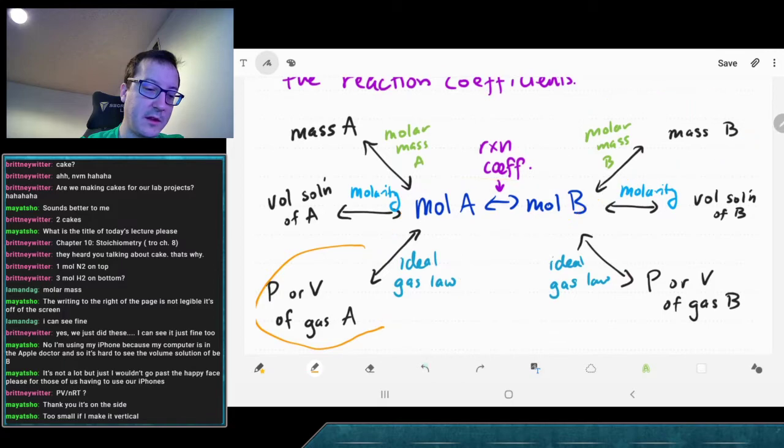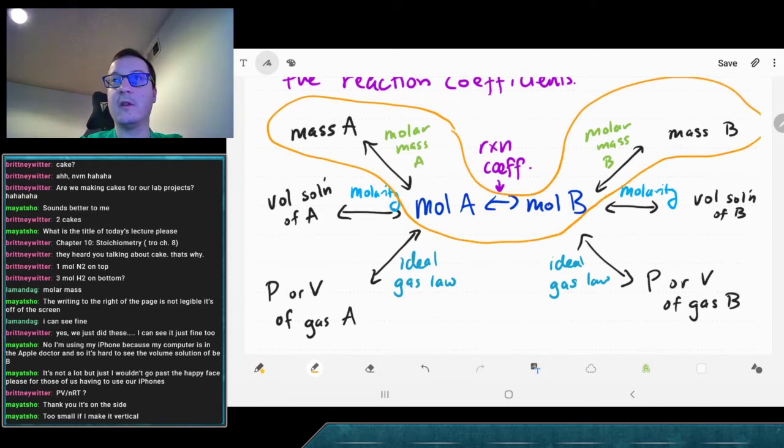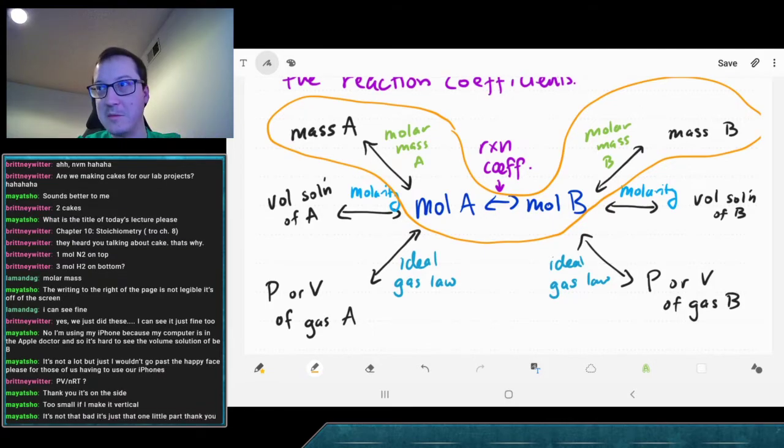So just to erase this, because we don't need that, we could also start with mass of A and end up with mass of B. We could totally do that too. So we're going to see we have all these different potential routes we could do. We could go from mass of A to mass of B, going through moles in the middle. We could go from volume of A to mass of B, going through moles in the middle. We could go from mass of A to volume of solution B, guess what? Using moles in the middle.